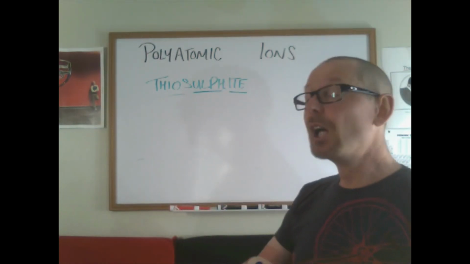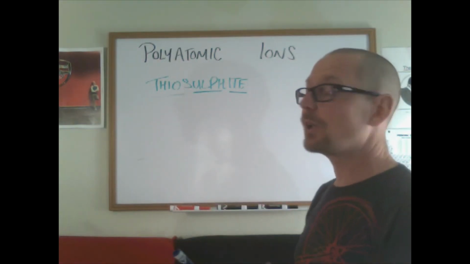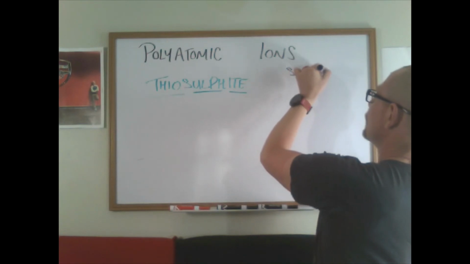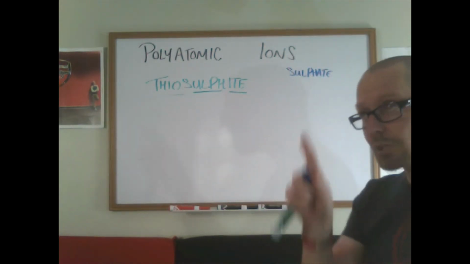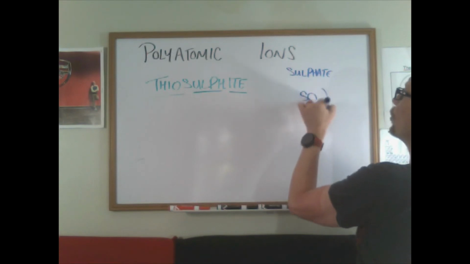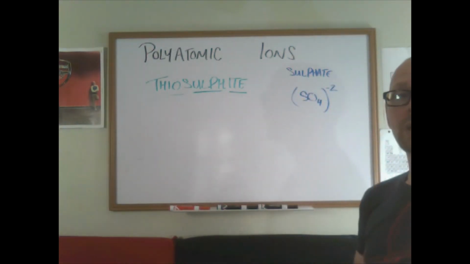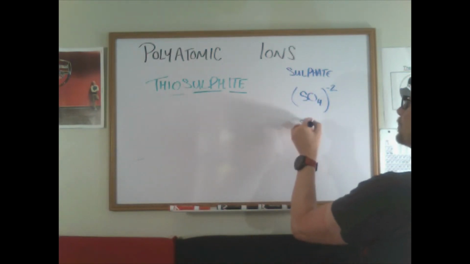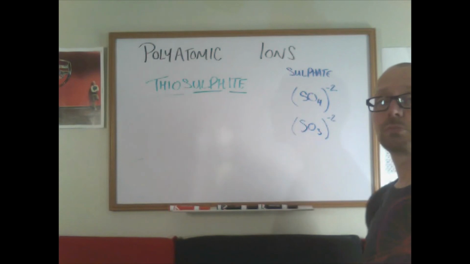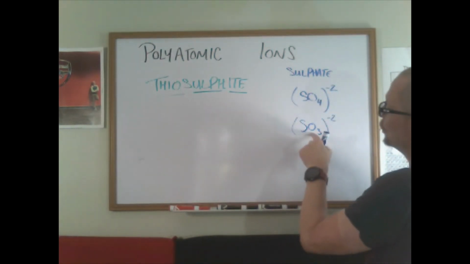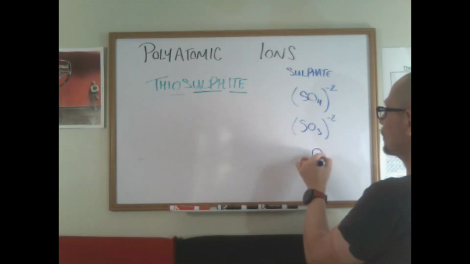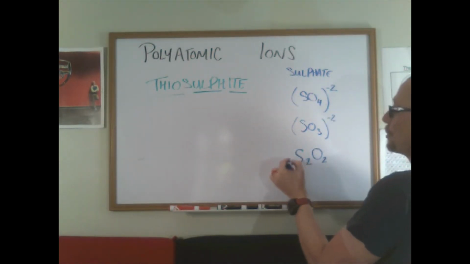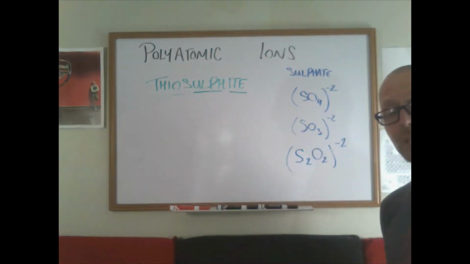So what I've got to do is go back in my memory banks and go, okay, what's a sulfate ion? What's sulfate? And I was good, and I committed those to memory. And so I know that's SO4 at -2. Now I'm going to go to the sulfite, that'll be SO3 at -2. And then I'm going to go to the thio. Drop the oxygen down by 1, O2, increase the sulfur by 1. S2O2, charge remains the same.